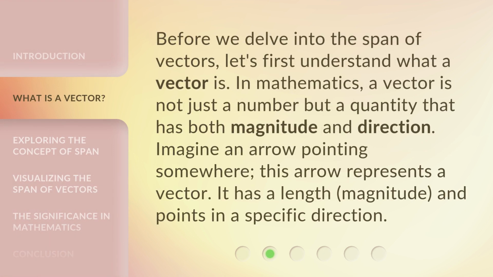Before we delve into the span of vectors, let's first understand what a vector is. In mathematics, a vector is not just a number but a quantity that has both magnitude and direction. Imagine an arrow pointing somewhere. This arrow represents a vector. It has a length, magnitude, and points in a specific direction.